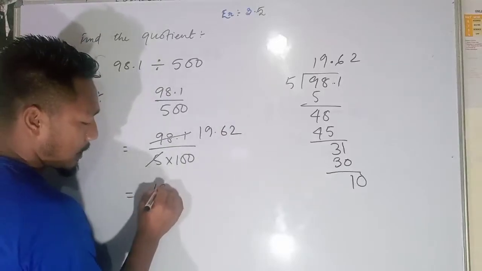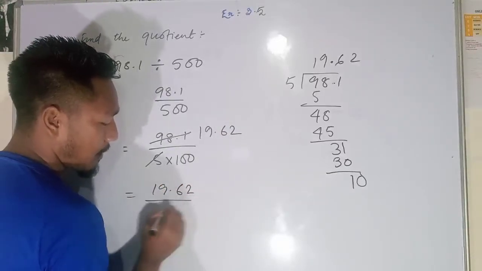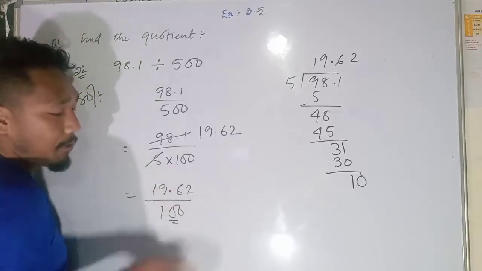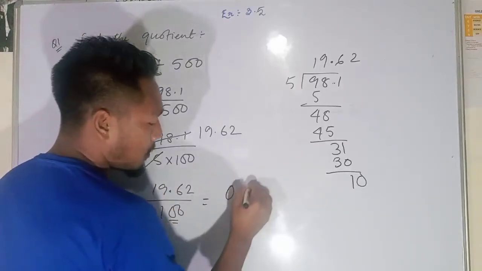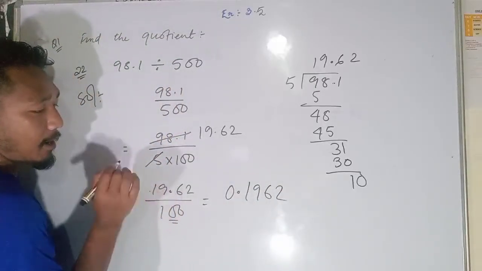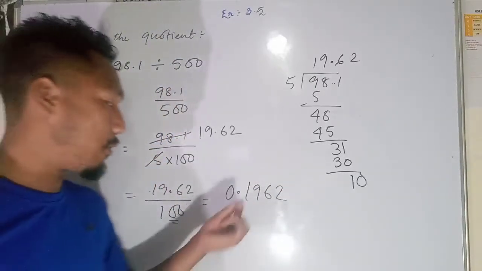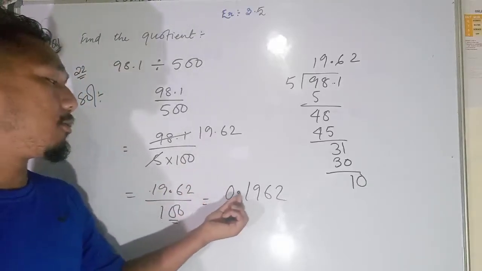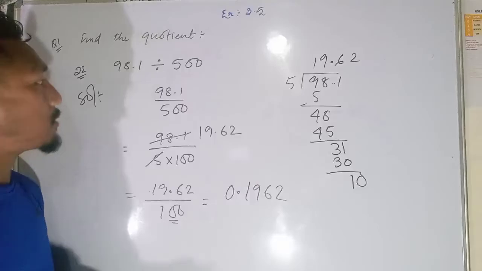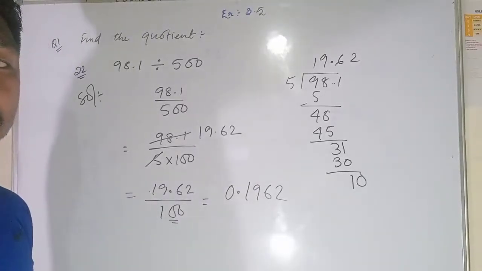So 19.62 is divided by 100. So we have 2 zeros. That means the point will jump 2 numbers in front. That means 0.1962. This point will jump in front of 1. That means it will become 0.1962. Okay, so this is how we do the division for this.